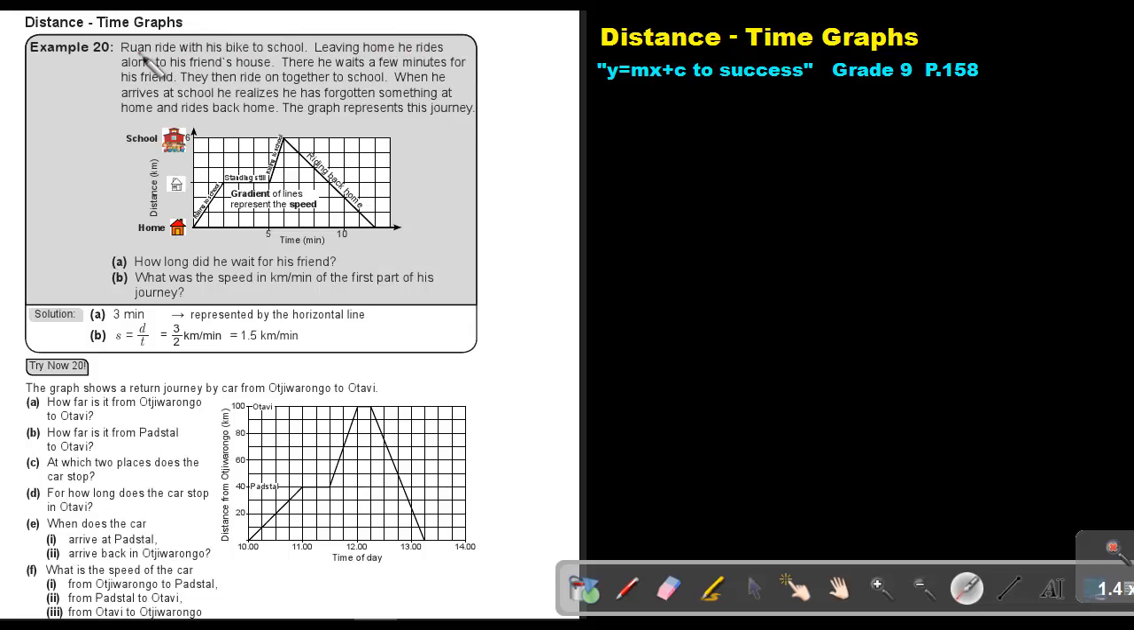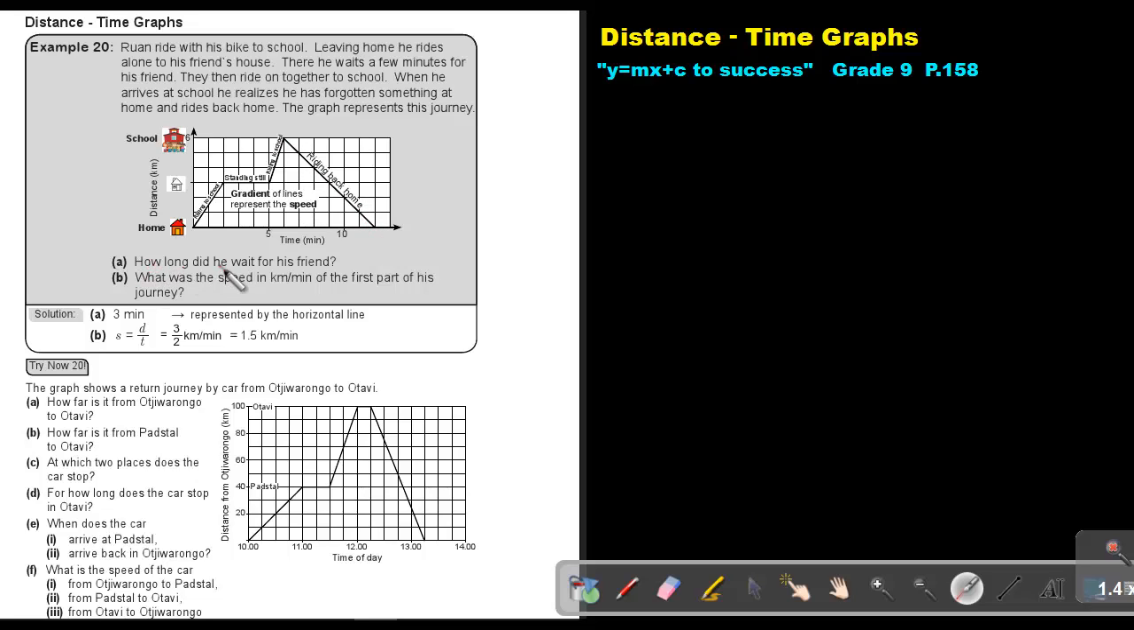Leaving home, he rides along to his friend's house. There he waits a few minutes for his friend. They then ride on together to school. When he arrives at school, he realizes he has forgotten something at home and rides back home. The graph represents the journey. So, to school, waiting for his friend, going further to school, and then from school back home to fetch something.